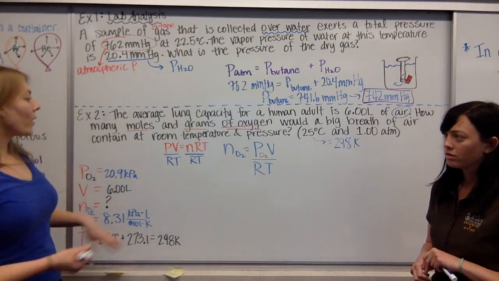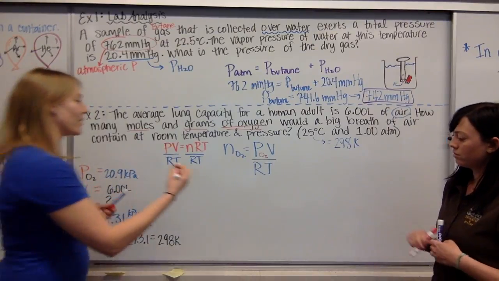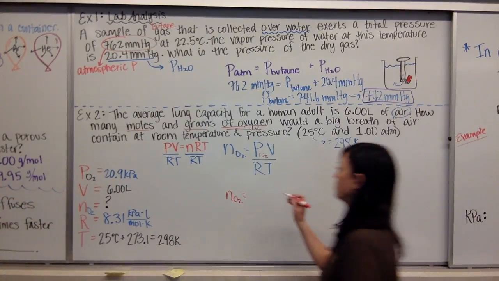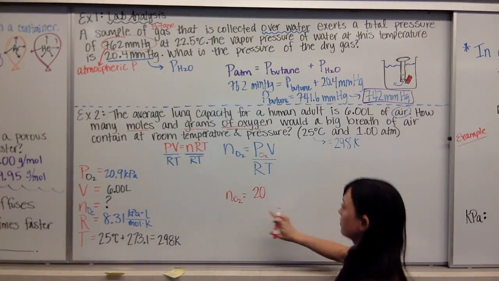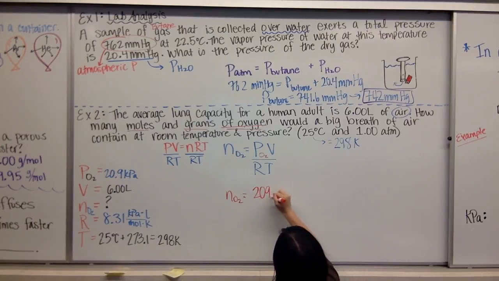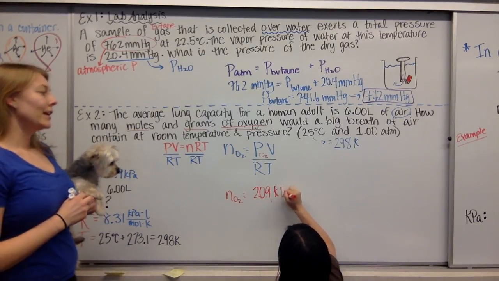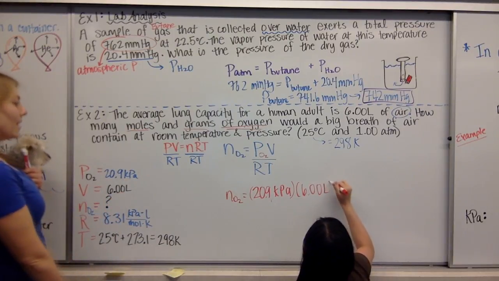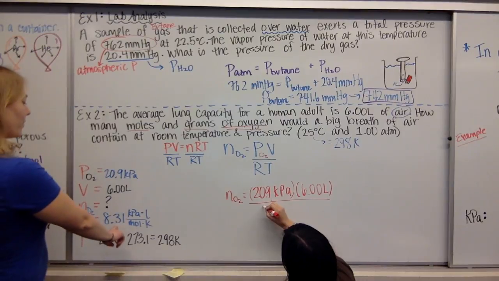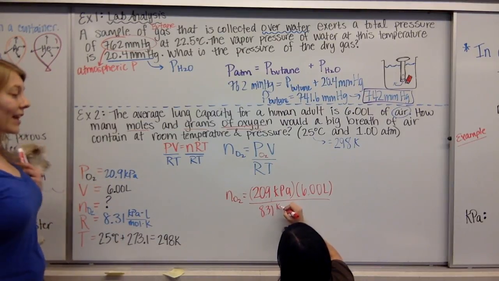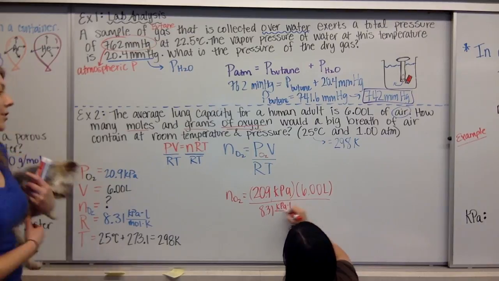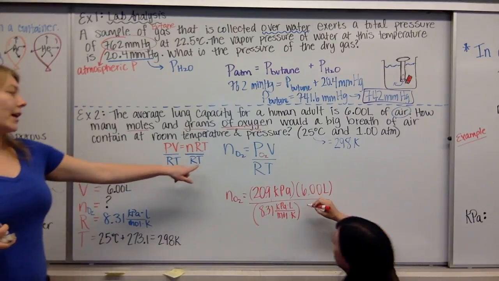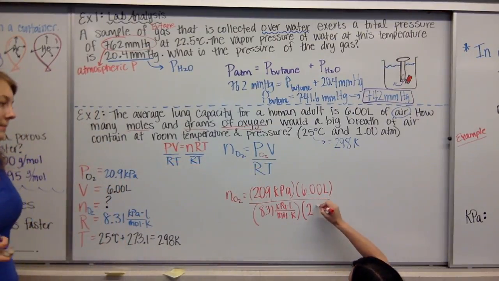All right, so we are going to plug in our variables here. So we don't know n, and we're going to plug in our partial pressure of oxygen, which is 20.9 kPa. Our volume is 6 liters. Divided by our R value, which is 8.31. We need the whole unit, so it's kPa times liter over mole times K. And then that is all multiplied by our T, our temperature, which is 298 K.